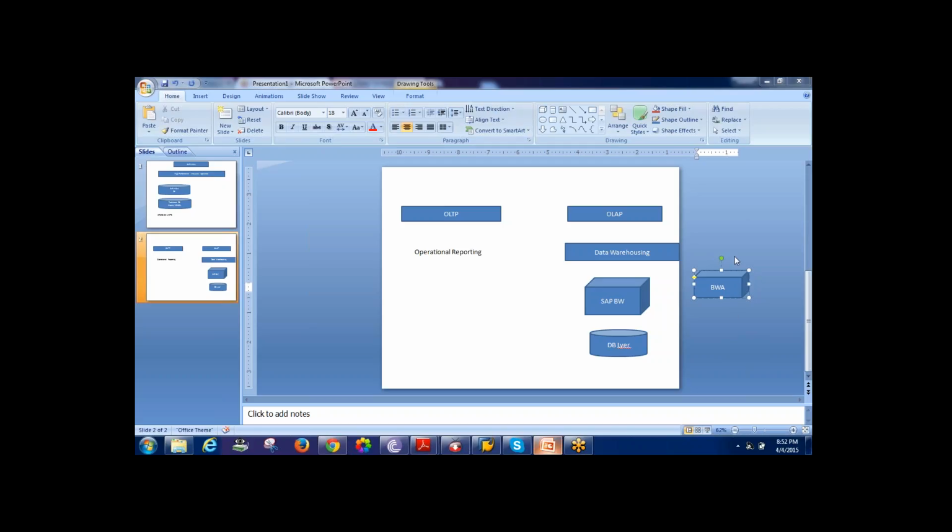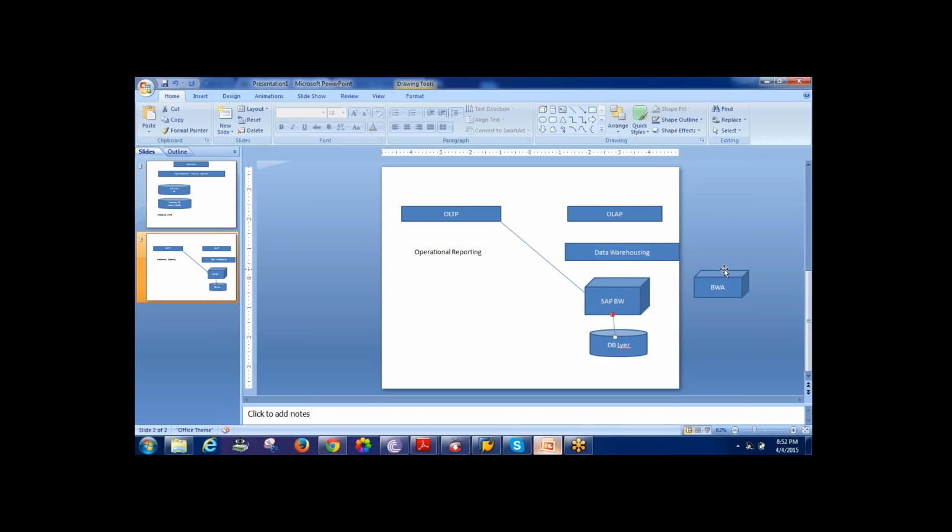Okay. So we are talking about the BWA application. What is this BWA? It is an in-memory system. What is an in-memory system? Whenever I get data from a source system like OLTP, I push the data into the BW application. So I will load the data from the OLTP system into the BW application, and from there the data will go and reside in the database.